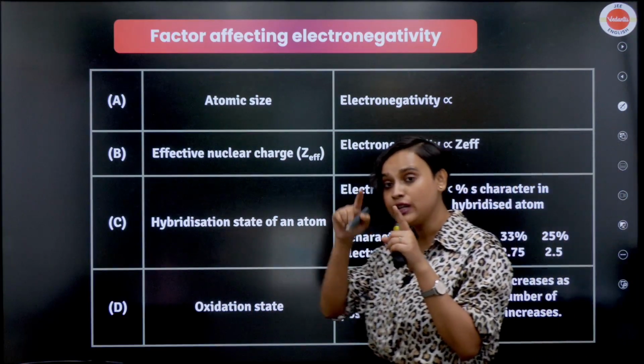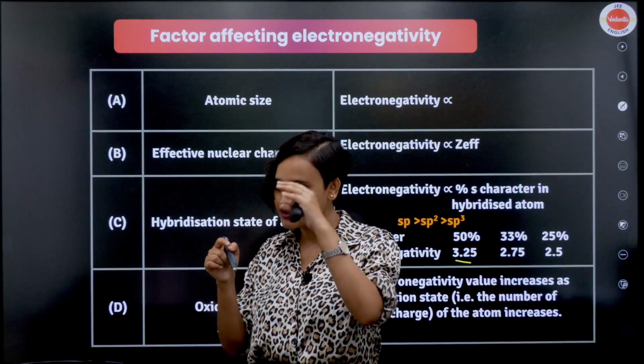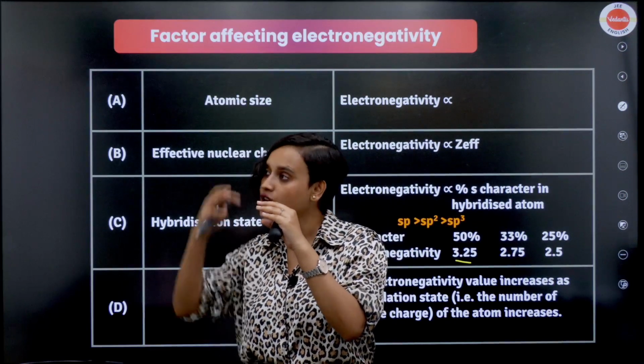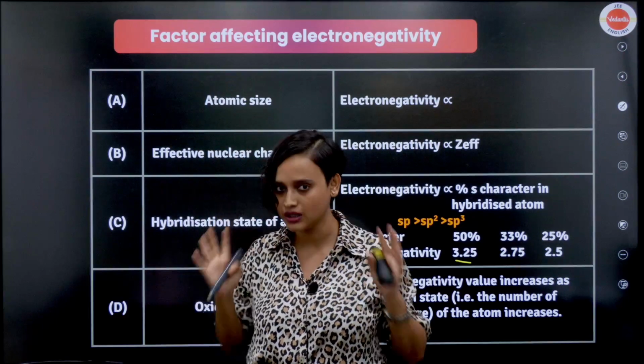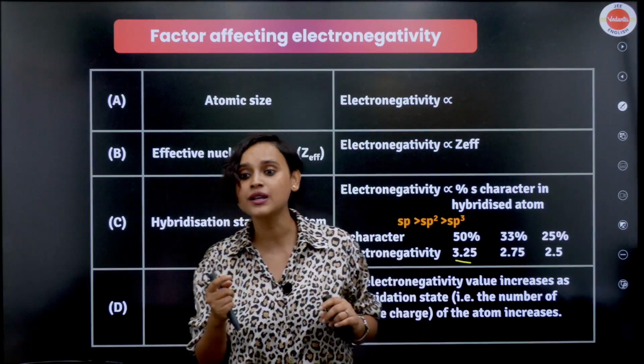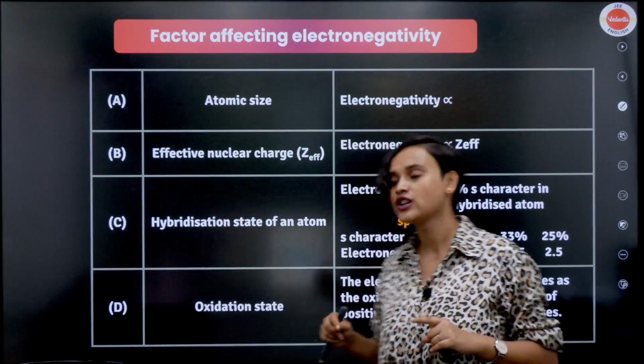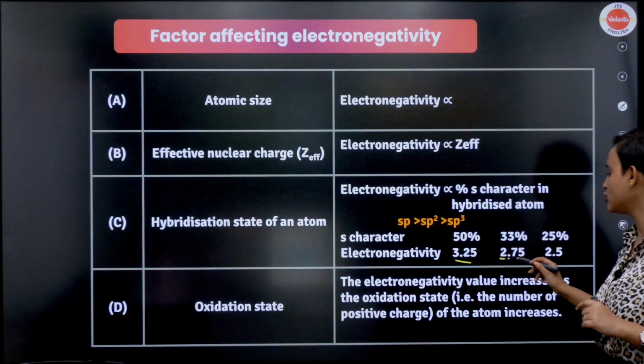But if I have sp2, then S will be 1/3 of 100, P will be 1/3, another P will be 1/3, together they will become 100, right? So that comes up to 33%. So this time electronegativity reduces to 2.75.